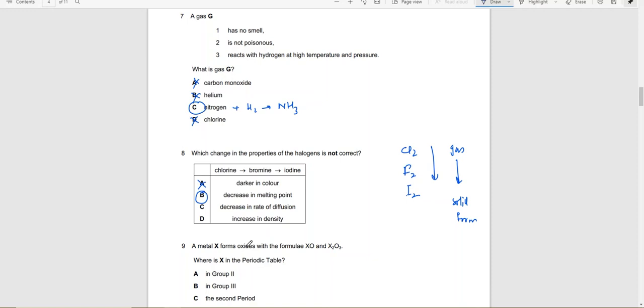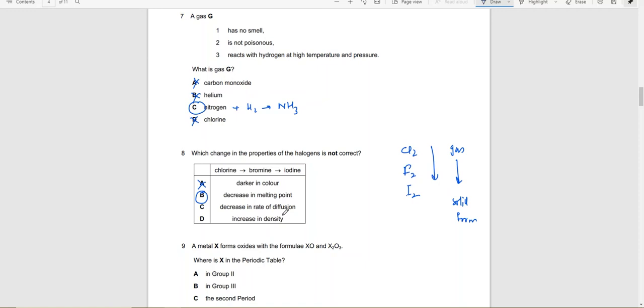Why decrease in rate of diffusion cannot be the answer? Because as you're going down, intermolecular forces are getting stronger. Again, molecules are less free to move. So it is correct, the rate of diffusion will be slower. And density would increase, obviously, because intermolecular forces are getting stronger as you're going down the group. So the answer would be B.